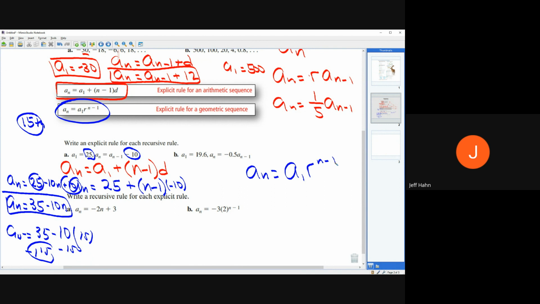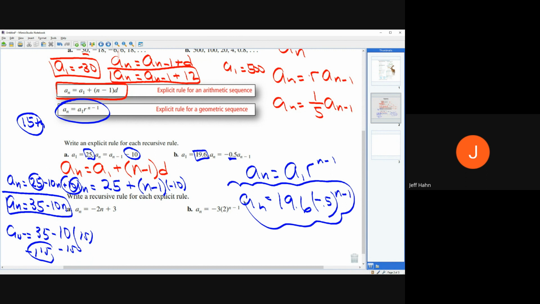What is my a sub 1? Everybody, thank you, 19.6. What is my common ratio? -0.5. And what term am I looking for? I don't know, but it's still this n minus 1. And that, ladies and gentlemen, is all you do. You can't simplify that. Why can I not multiply the -5 times that? Because powers have to be done first, and you can't really factor that out. So this is all you could do, and we would need a calculator for that because you're going to get some kind of awful decimals.